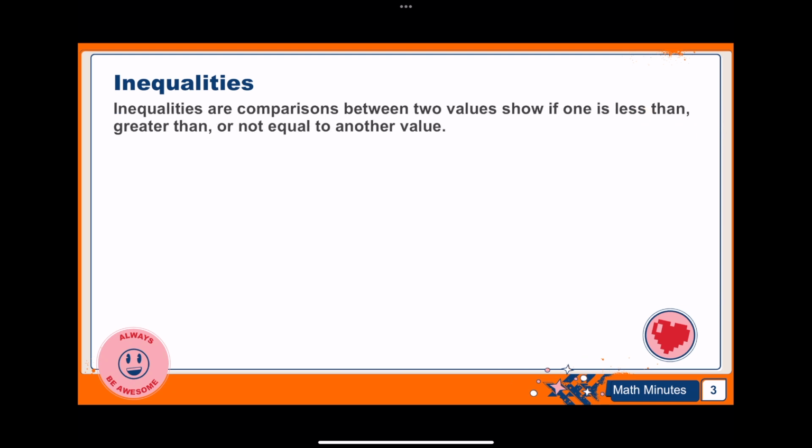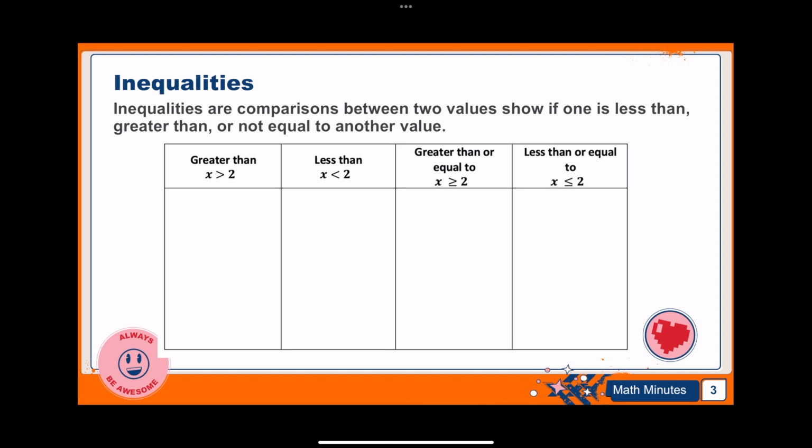We talk about inequalities. Those are comparisons between two values that show if one is less than, greater than, or not equal to another value. When we see inequalities, we have greater than or equal to, and less than or equal to. And we're going to look at some of the vocabulary that's associated with each of those, as well as an example of what the graph might look like.